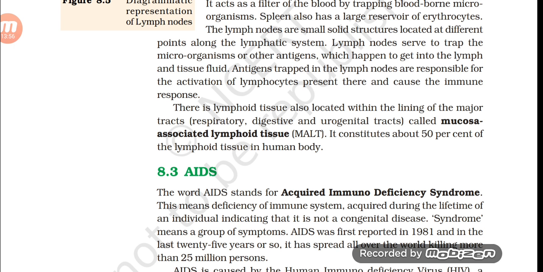There is lymphoid tissue also located within the lining of major tracts, that is respiratory and digestive, called the mucosa associated lymphoid tissue, MALT. It constitutes about 50% of the lymphoid tissue in the human body.